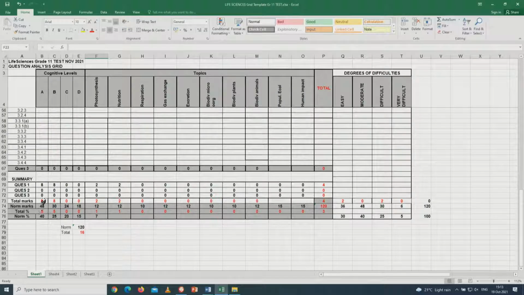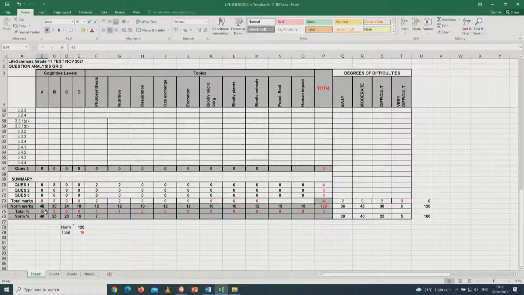Look there. Let me start here. The norm mark is according to our cognitive demands of percentages: 40, 25, 20, 15.